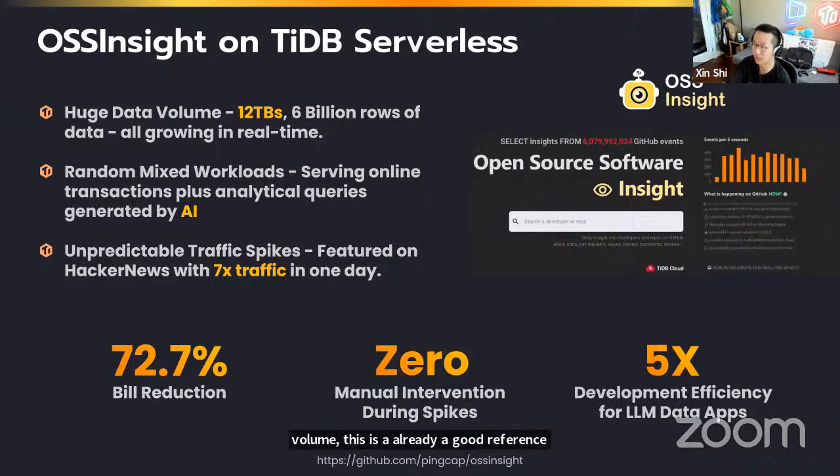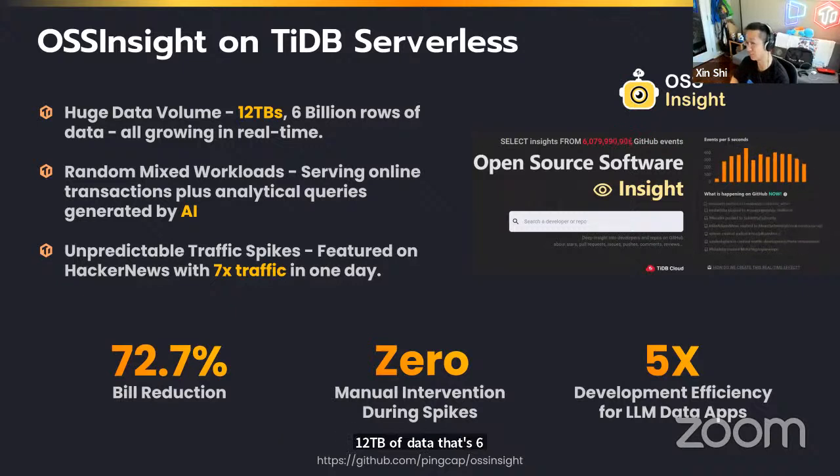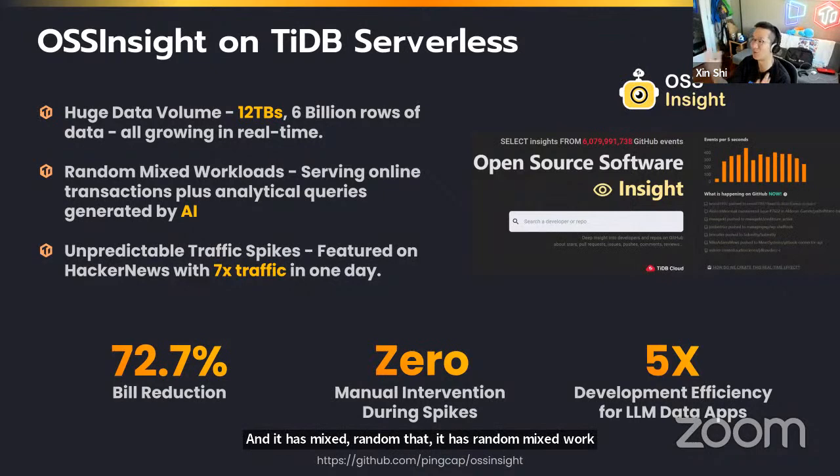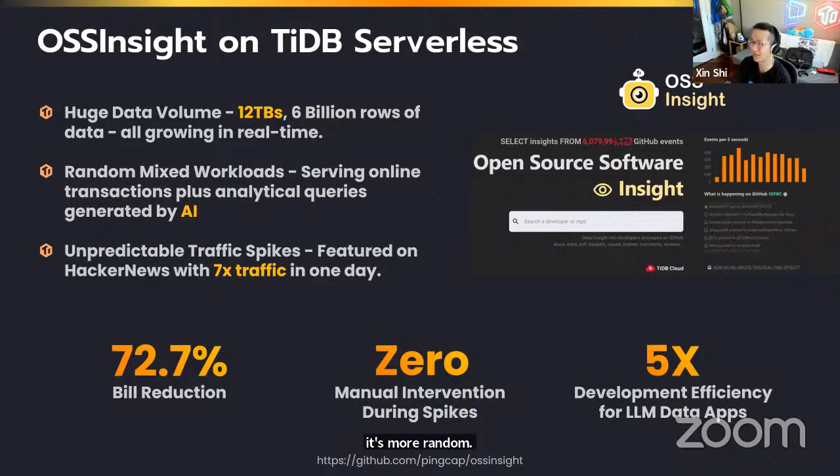12 terabytes of data, that's 6 billion rows, and it grows in real time. That's very typical for data-intensive applications. And it has random mixed workloads, as I just shared. When AI comes in, it's more random. It's kind of a hybrid, and even more hybrid than in the past.